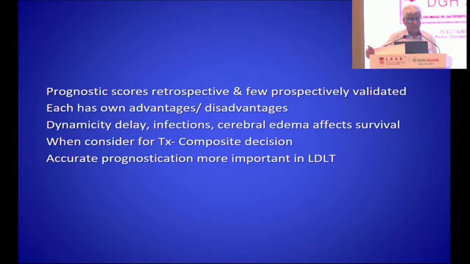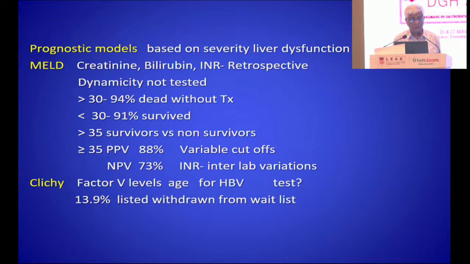But something which has come up recently, and Dr. Acharya is there with us, they have shown that dynamicity of the prognostic models has improved the identification of patients who are likely to survive or not likely to survive. But the only negative aspect of this is that when you assess these patients after 48 or 72 hours, the chances of infections and cerebral edema may affect the survival. So the decision for taking up the patient for transplant is a composite decision taking all the factors into account.